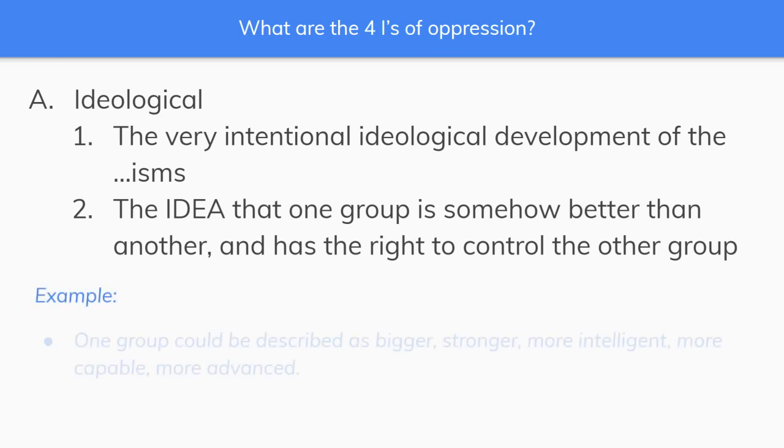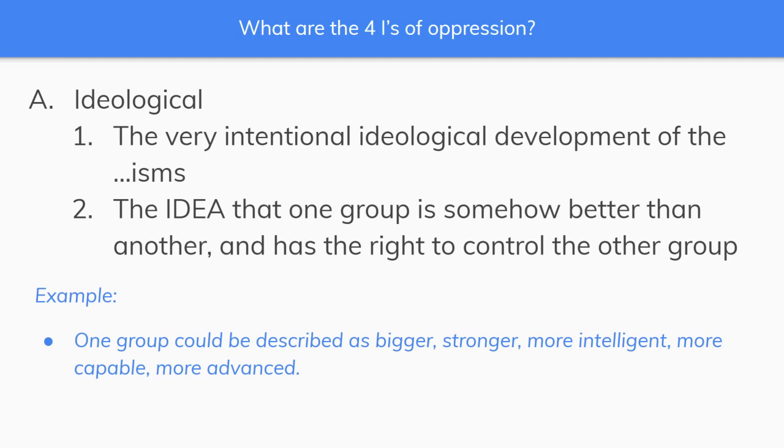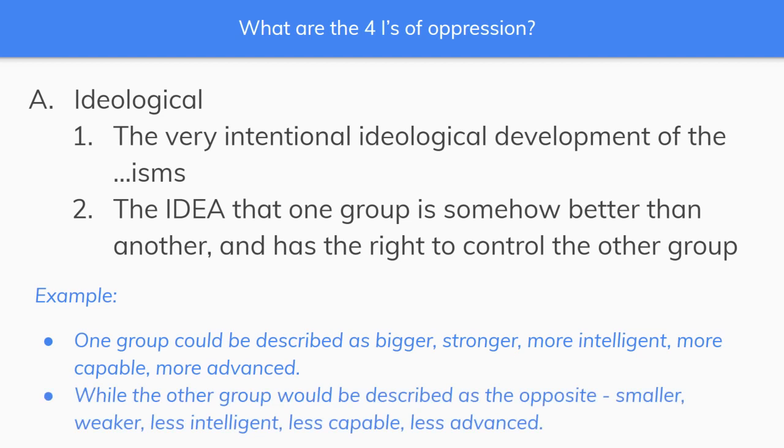An example of this would be one group could be described as bigger, stronger, more intelligent, more capable, more advanced than another group. Another example is that the other group would be described as the opposite: smaller, weaker, less intelligent, less capable, less advanced.